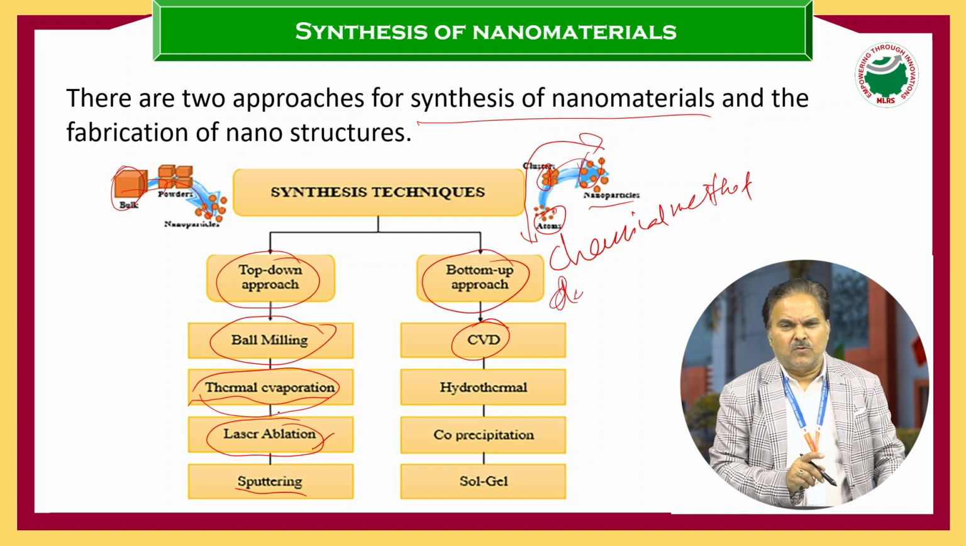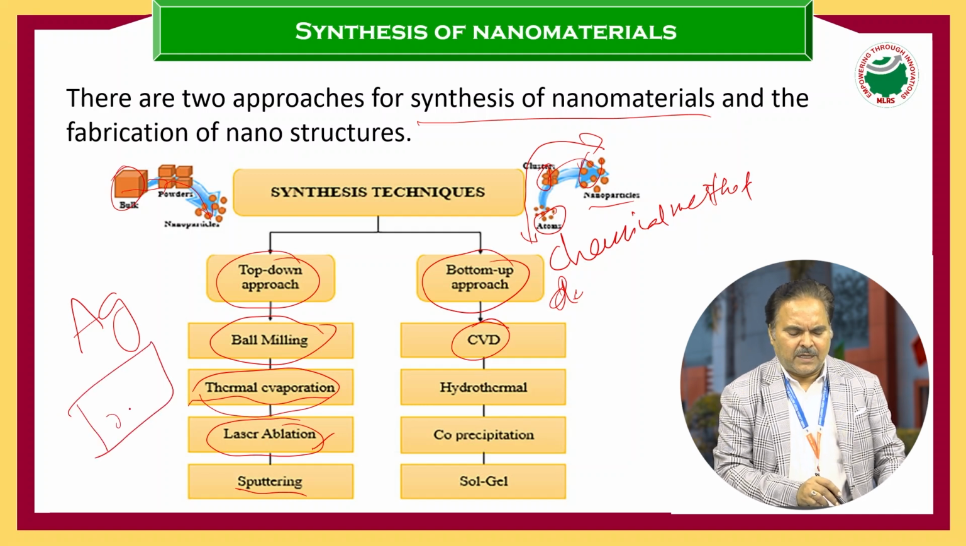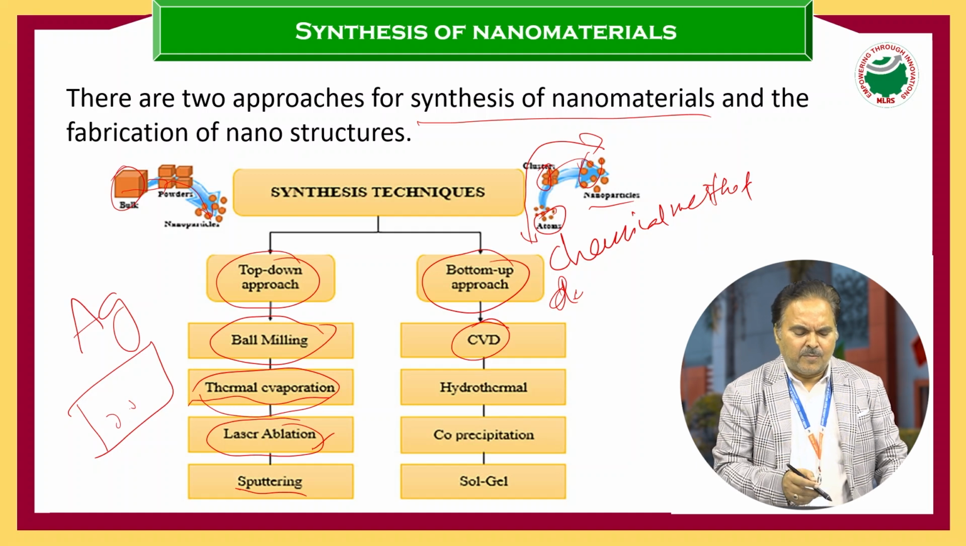In ball milling, they won't use any extra chemical. They use only bulk material. Whatever nanoparticle you want to make, if you want to make silver nanoparticles, they use silver only. So in ball milling, the silver powder is used, then they grind it with different types of balls, like ball milling is nothing but milling using balls.